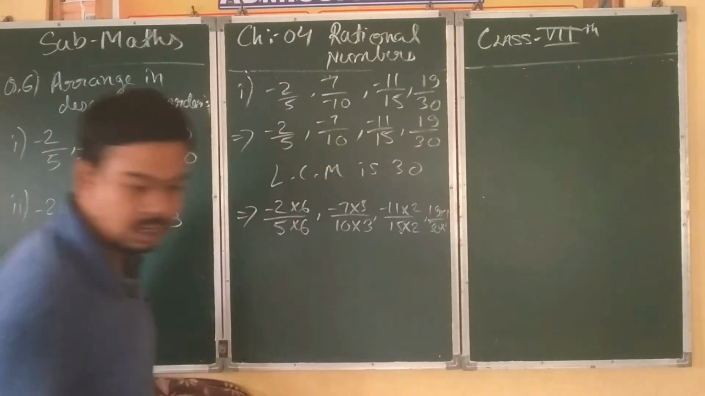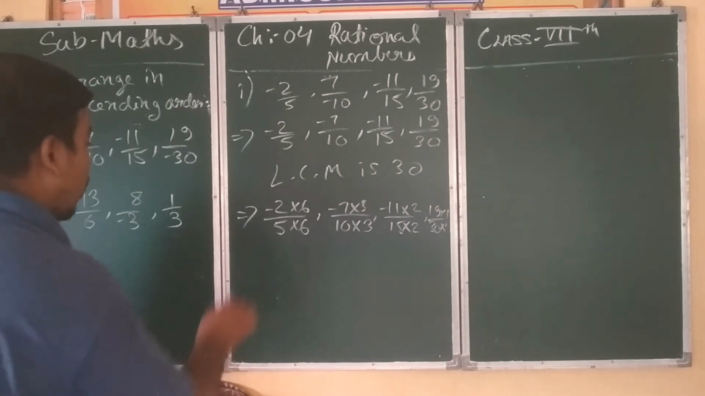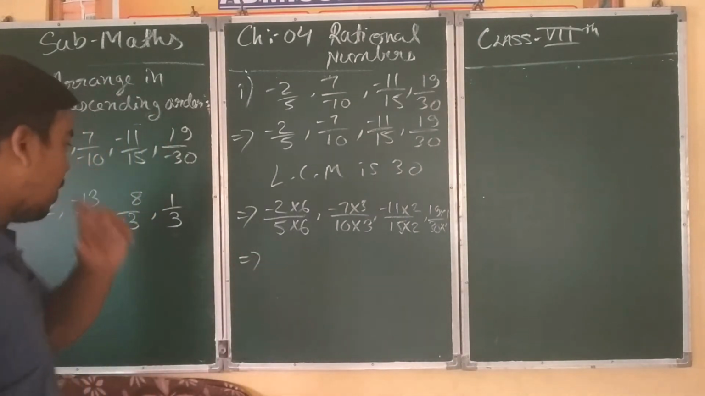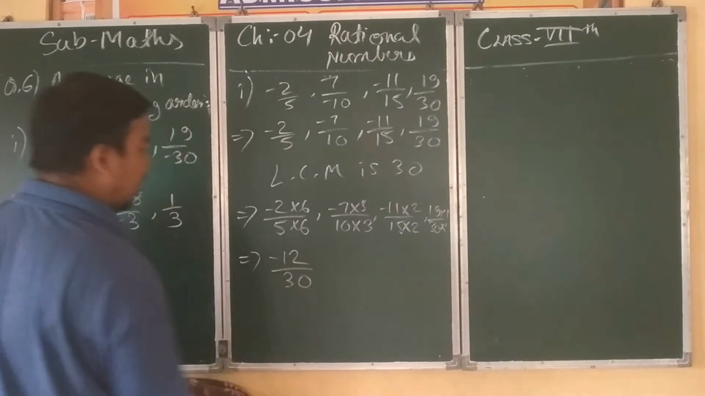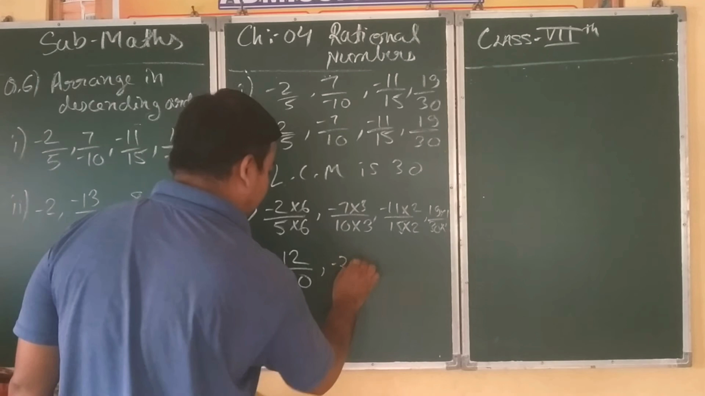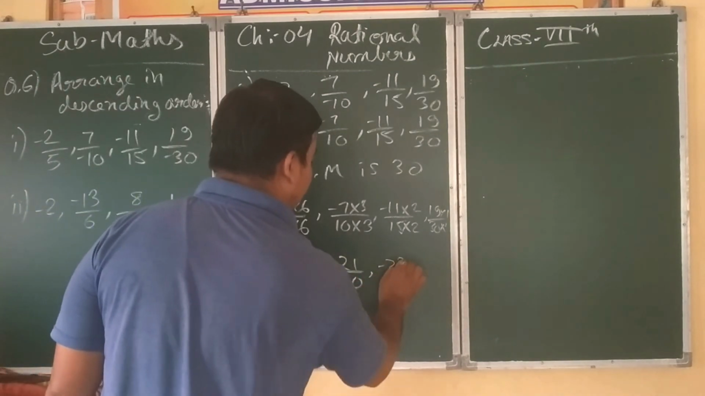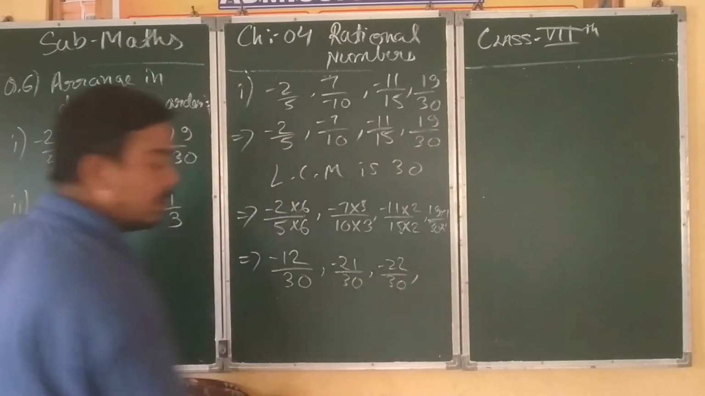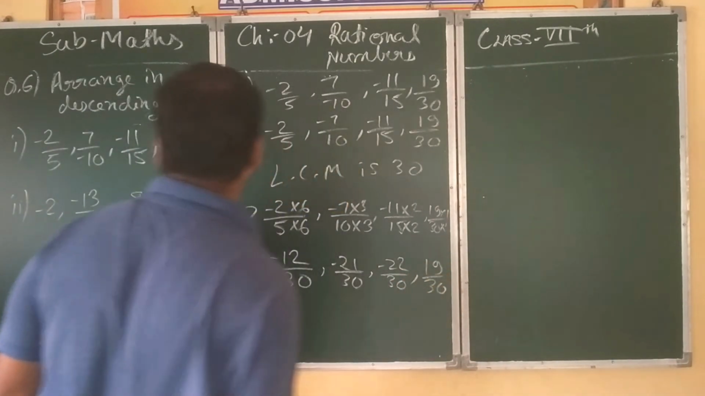Question is right, no? Just a minute. Yes. So minus 2 into 6, minus 12 by 30; minus 7 into 3, minus 21 by 30; minus 11 into 2, minus 22 by 30; and 19 by 30.